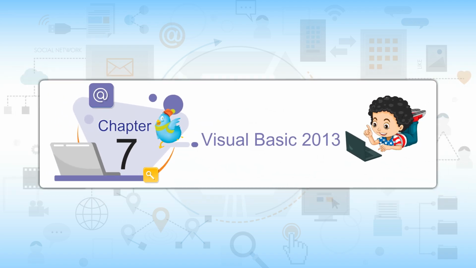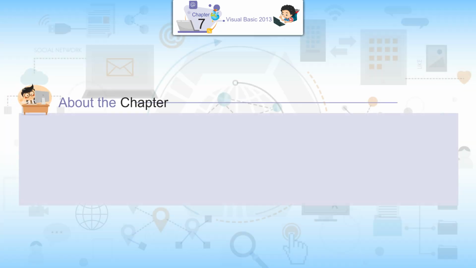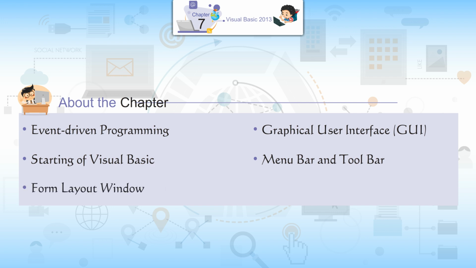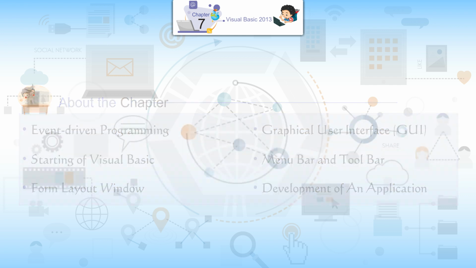Chapter 7: Visual Basic 2013. About the chapter: Event Driven Programming, Graphical User Interface (GUI), Starting of Visual Basic, Menu Bar and Toolbar, Form Layout Window, Development of an Application.